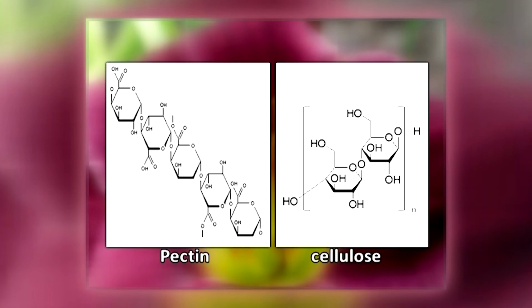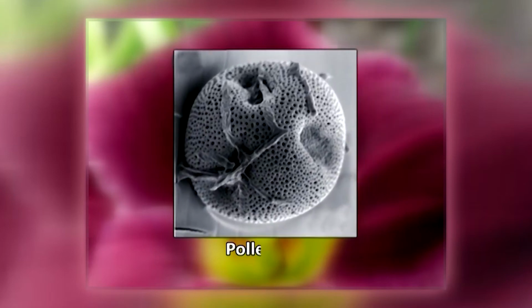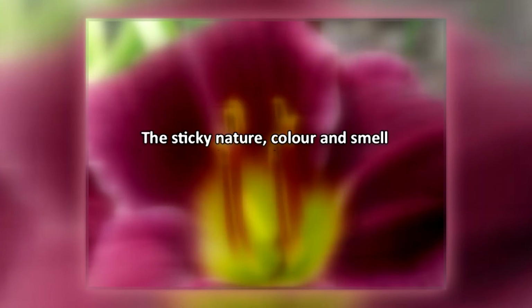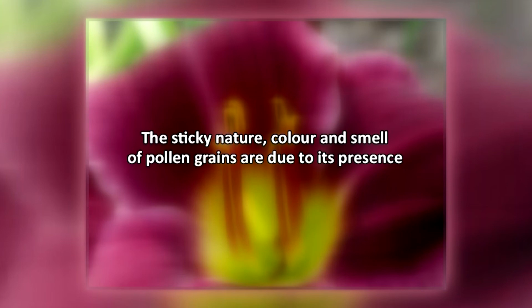The intine is composed of pectin and cellulose. The fibrils of cellulose are arranged parallel to the pollen surface. The intine is usually thicker under the pores, and at these points it also contains enzymatic proteins. In insect pollinated species, the surface of the pollen grains is covered by an oily layer called pollen kit. The sticky nature, color, and smell of pollen grains are due to its presence.